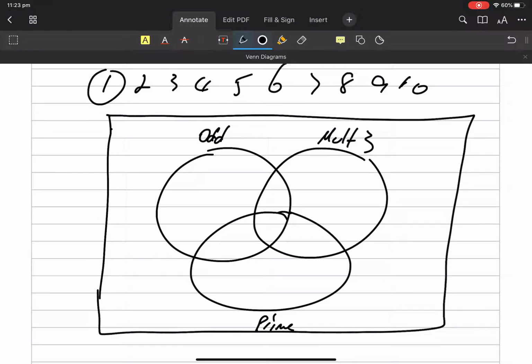So 1. Unfortunately, 1 is not a prime number. It is not a composite number. It's a special number, but it's definitely odd. So 1 goes in there. That's the reason I don't put prime number questions in, because it doesn't really matter, does it? Who cares? Number 2. 2 is a prime number. 3 is odd and it's prime, and it's a multiple of 3. So it's got to go in the centre there.